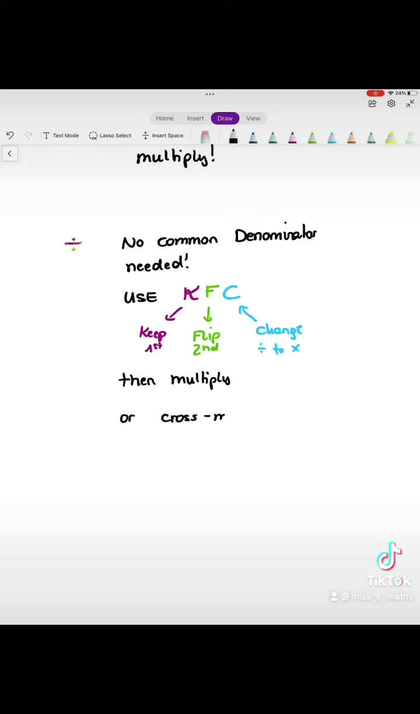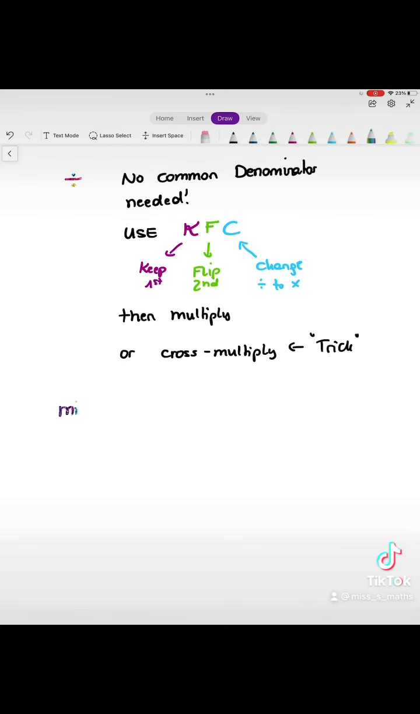Or alternatively, you can also cross multiply the first numerator with the second denominator and the other way around. That would be the cross multiplication trick.